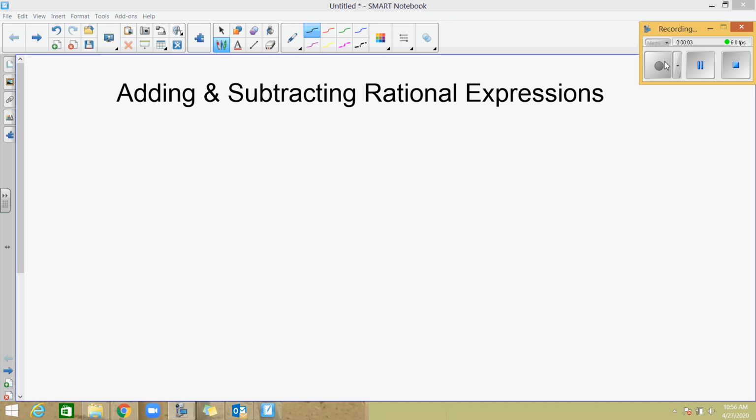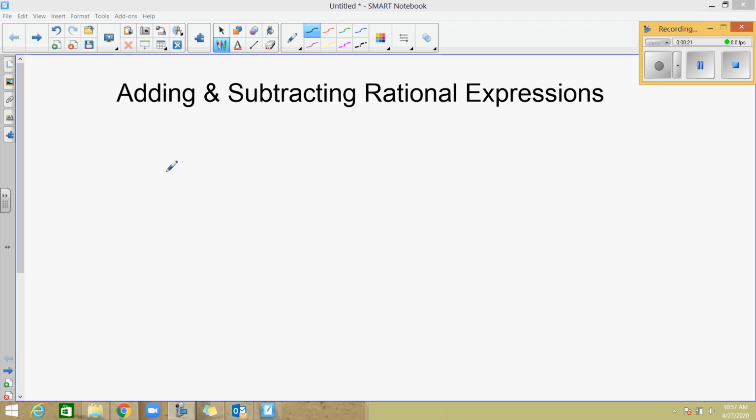Adding and subtracting rational expressions. Well, when we add or subtract rational expressions, rationals are fractions, so we must have a common denominator. And we've already talked about finding a least common multiple in our denominator in the previous video. So I'm just going to jump right ahead, and we're going to start adding things.